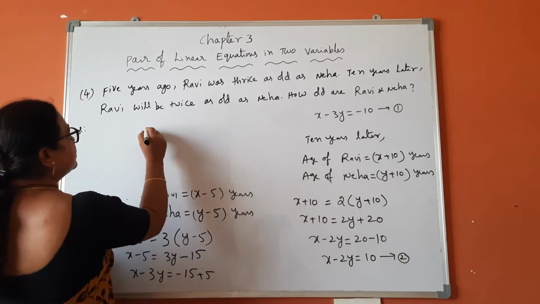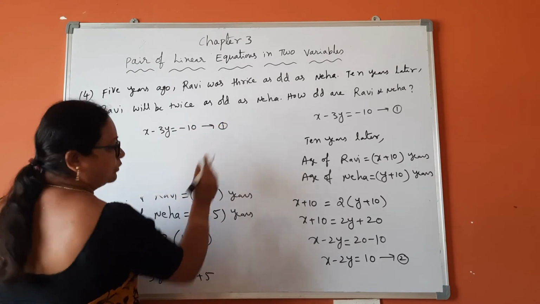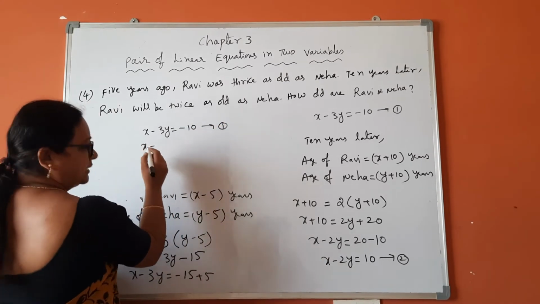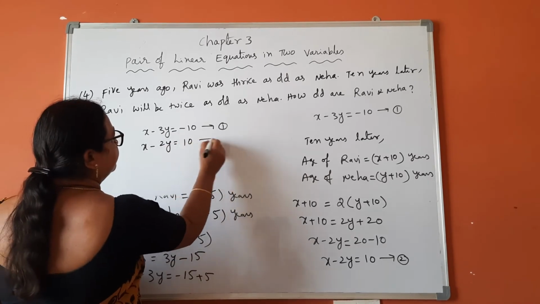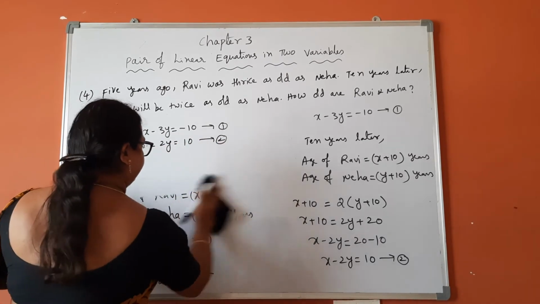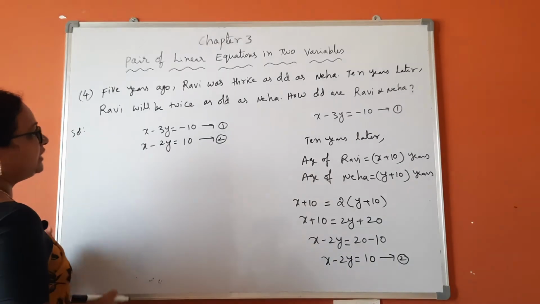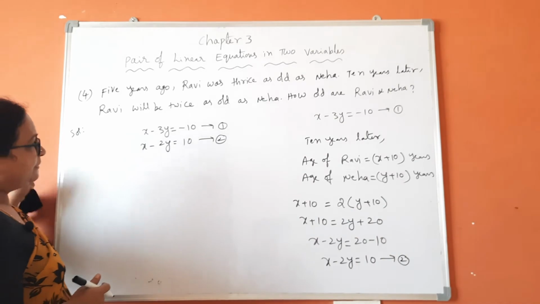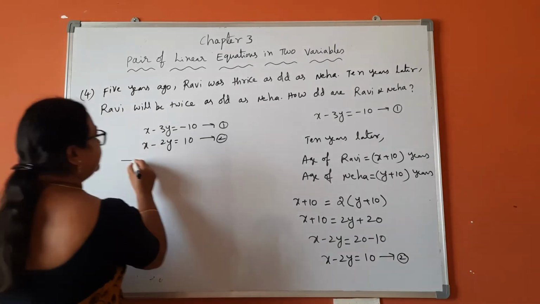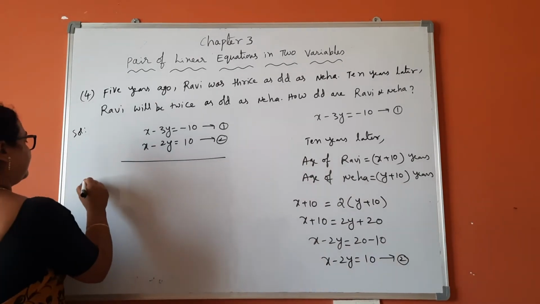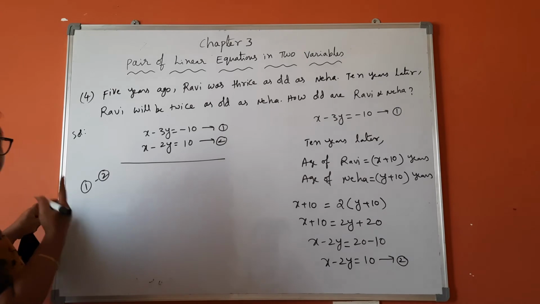What is the first equation? X minus 3Y is equal to minus 10. What is the second equation? X minus 2Y is equal to 10. In this case, we use the elimination method because we can easily eliminate X. So, 1 minus 2. We will subtract equation 2 from equation 1.